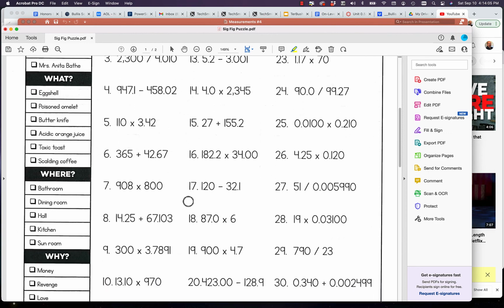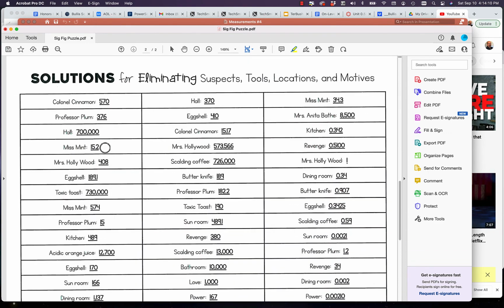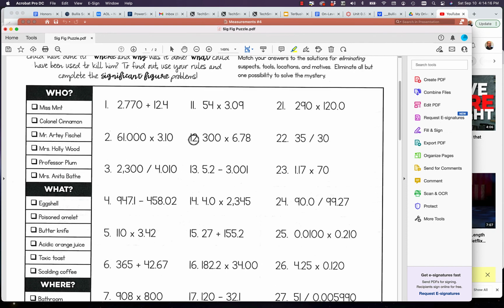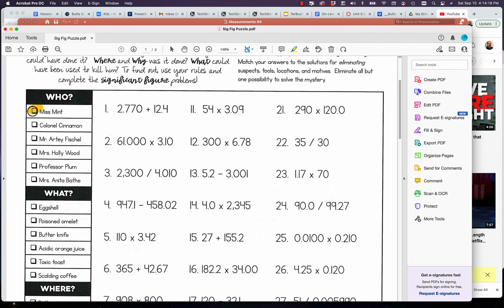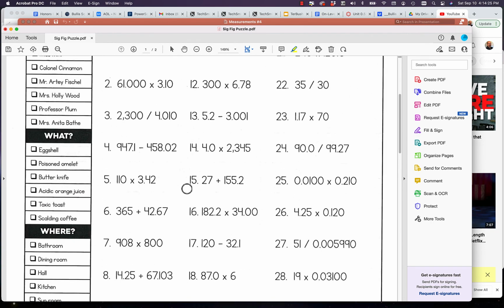Now, what do we do? We go down to the bottom and we try to find 15.2. Oh, take a look. Here's 15.2. Okay, so what do we do next? We come up here and we look. It said Miss Mint. We cross off Miss Mint.